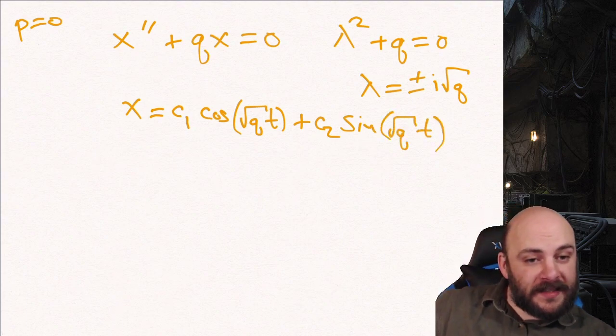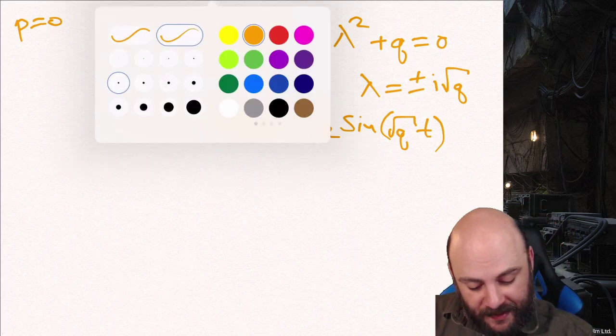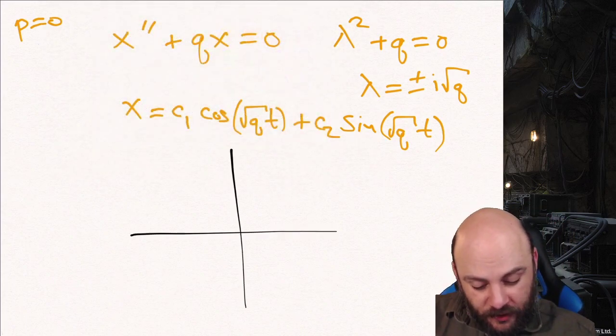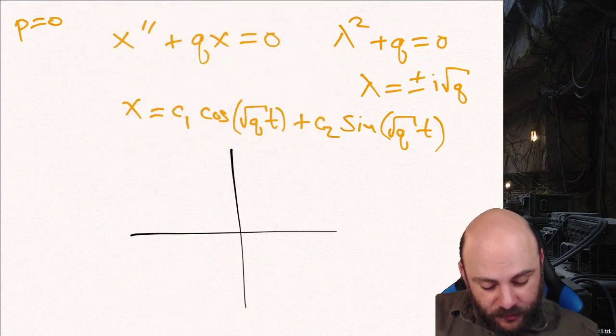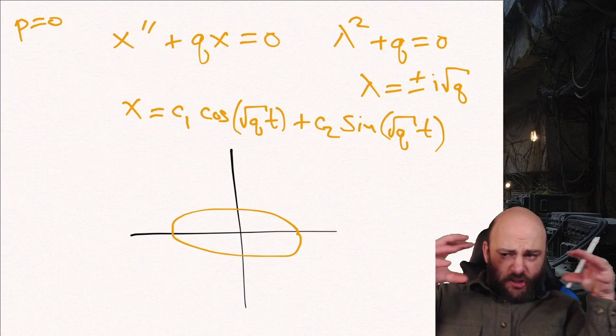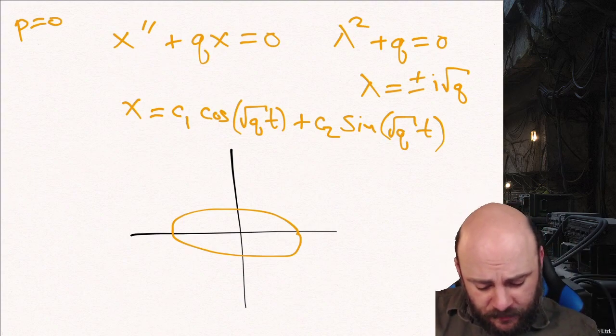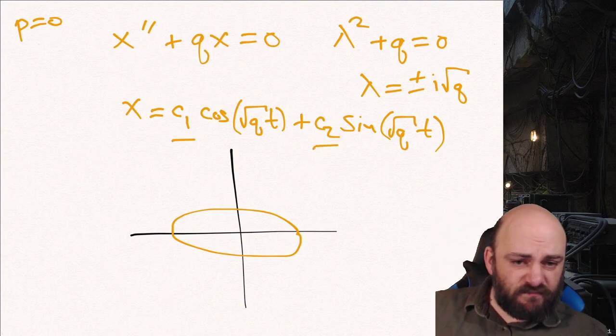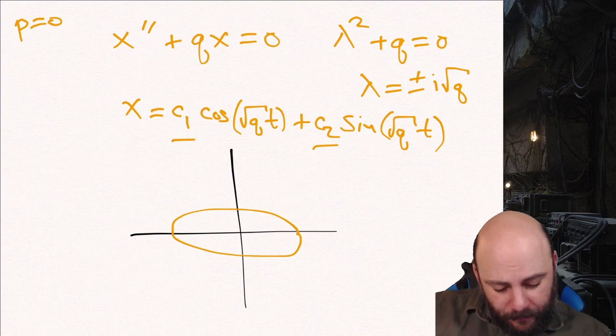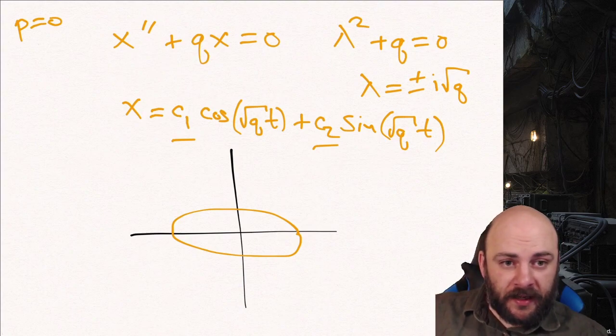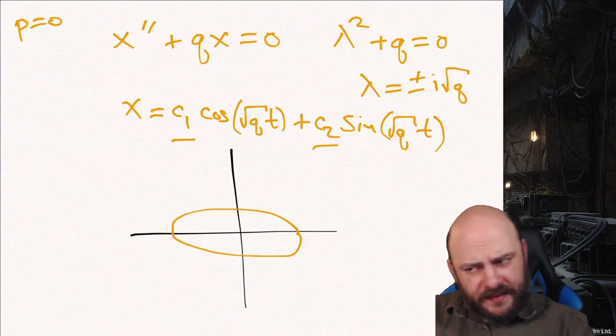And what's nice is there's no exponential business making that all ugly. So we do indeed have some sort of ellipse, where the eccentricity of the ellipse, how much it's stretched out in either direction, is really going to be determined by these constants right there. This is great. We have periodic solutions.